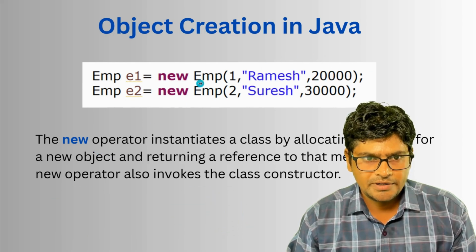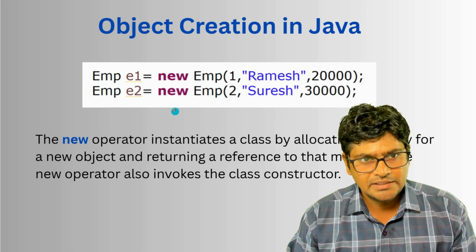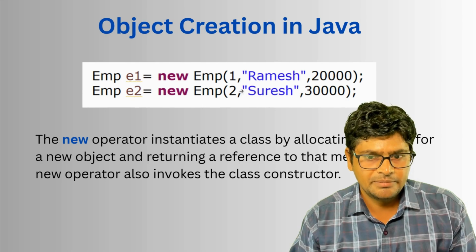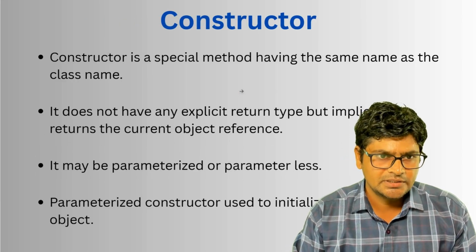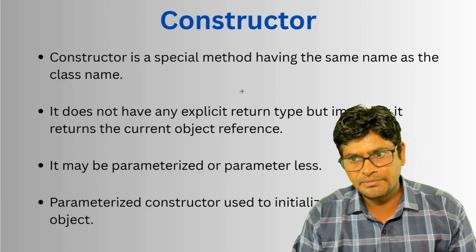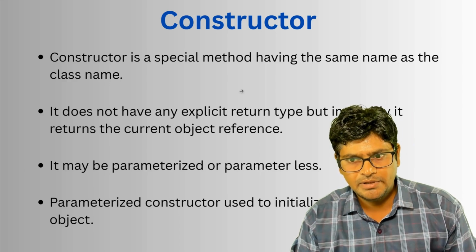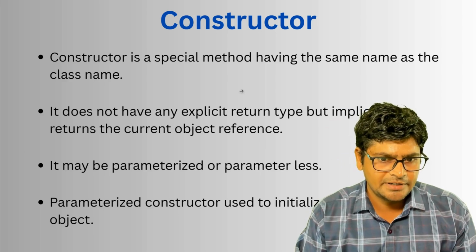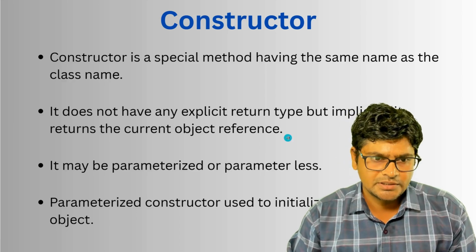The new operator instantiates the class by allocating memory for a new object, and it returns the address or reference of that memory, and at the same time it will invoke the class constructor. So what is a constructor? A constructor is a special method having the same name as the class name. It does not have any explicit return type, but implicitly it returns the current object reference. It may be parameterized or parameterless. A parameterized constructor is used to initialize the state of the object.